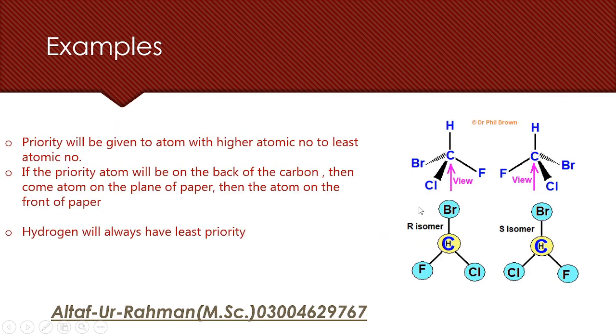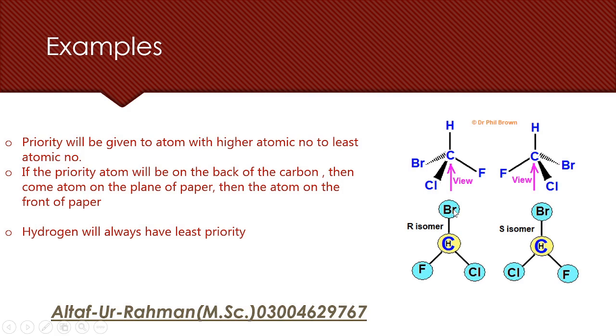Another example is showing the same thing. You can see here priority is given from the atom with higher atomic number to the least atomic number. If the priority atom is on the back of the carbon, then comes the atom on the plane of the paper, then the atom on the front of the paper. So hydrogen will always have the least priority. You can see here this one, here is the back of the paper. Even then, it has priority because it has the highest atomic weight.